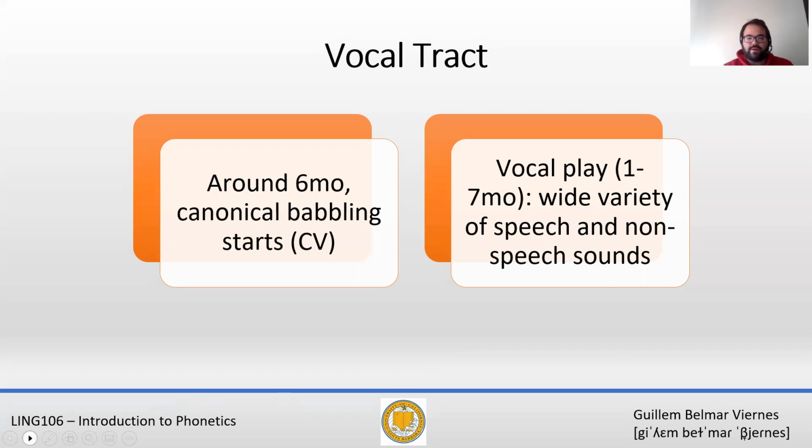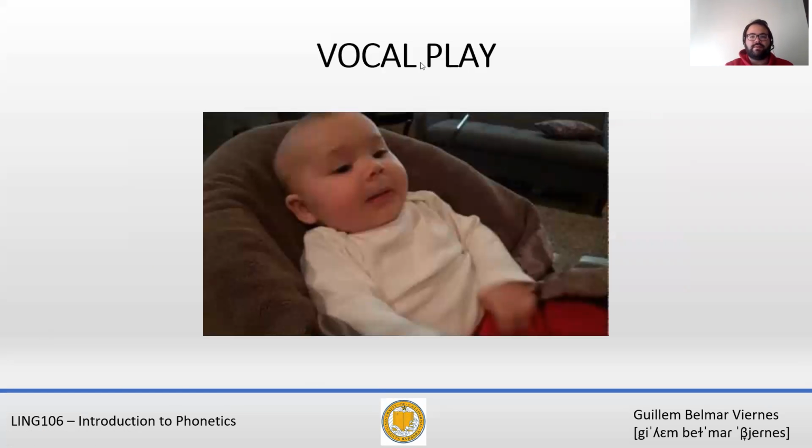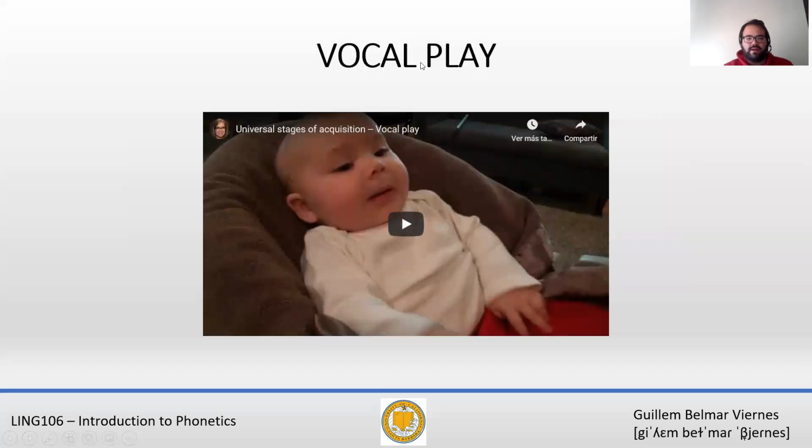Okay, so when I talk about vocal play, I'm talking about this. So I'm going to share this clip of this baby doing cute baby sounds. And this is what I mean by vocal play. And you can see that there are some speech sounds there, but also a lot of non-speech sounds. And there's some consonant-vowel, if you want. There's only one vowel that tends to be happening.